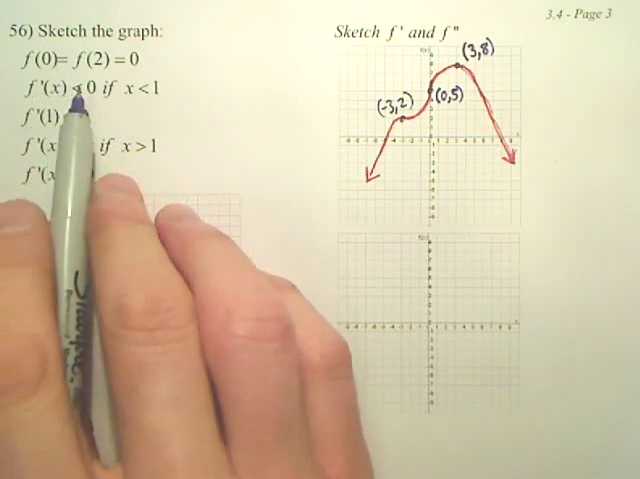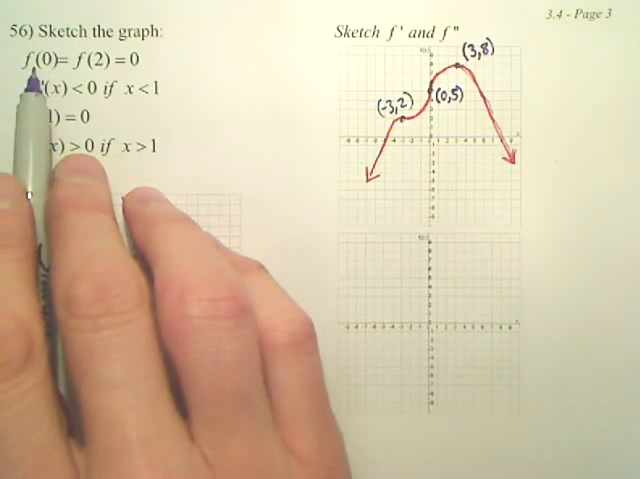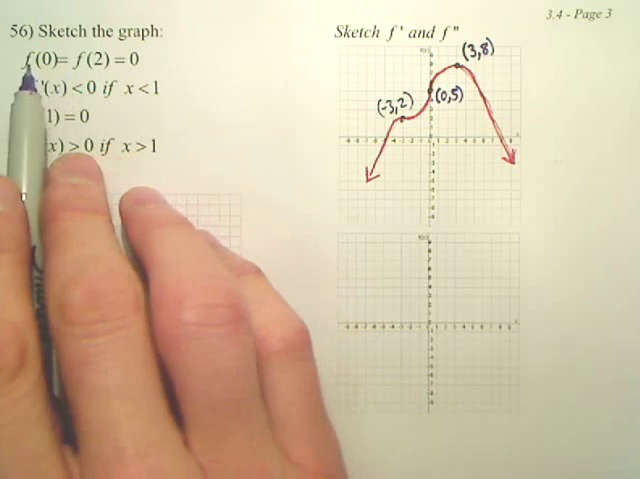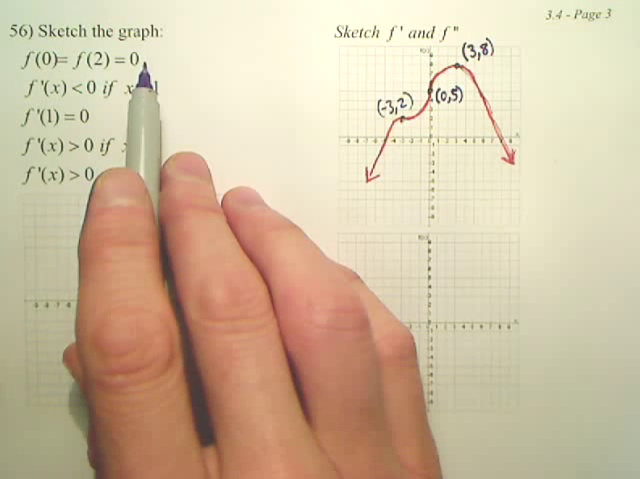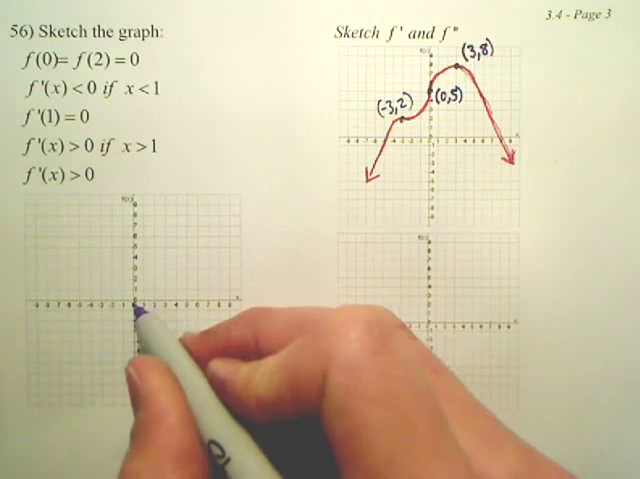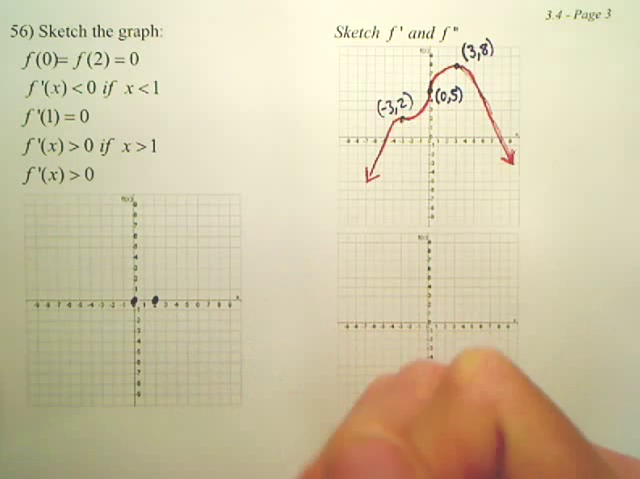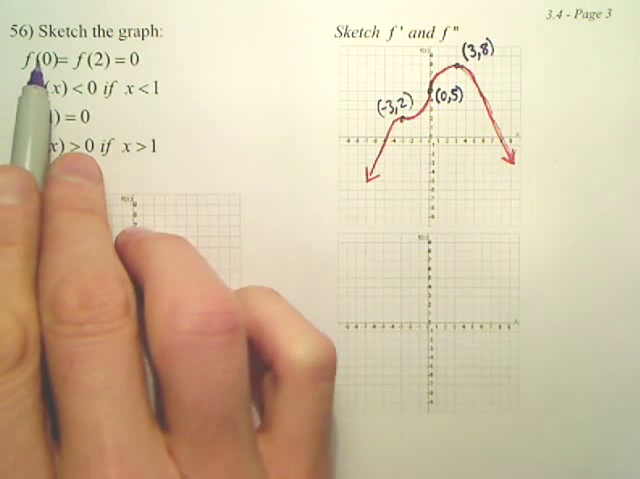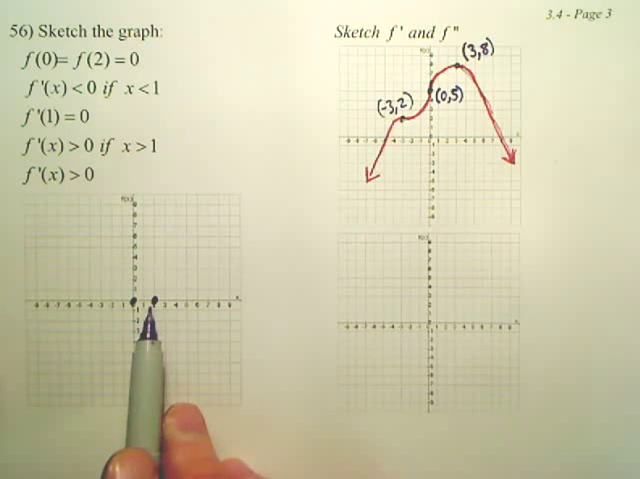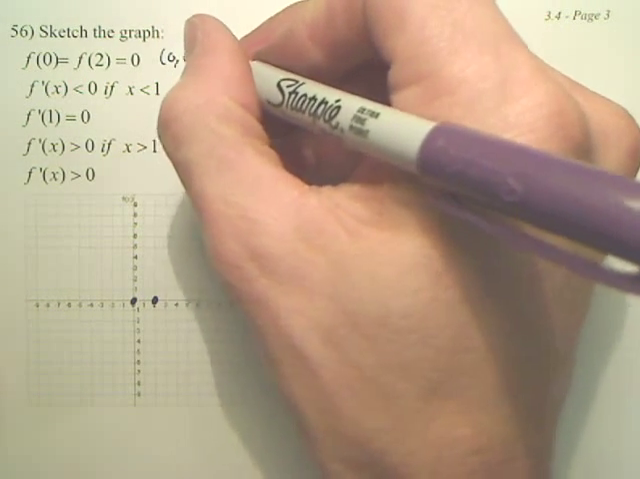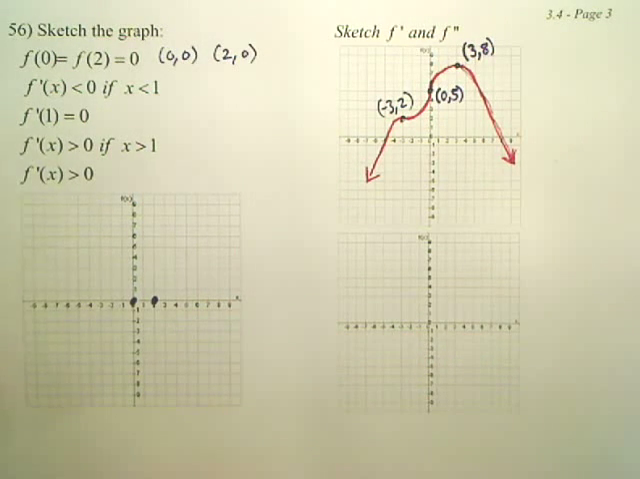This is actually a very important question. It wants you to sketch the graph with all this information. Now, what this first statement is saying is that f of 0 equals f of 2, and that both of them have an output of 0. So at 0, my output is 0. At 2, my output is 0. Is that okay? At f of 0 and f of 2, your output is 0. So I got two coordinates: (0, 0) and (2, 0). That's what that is saying.